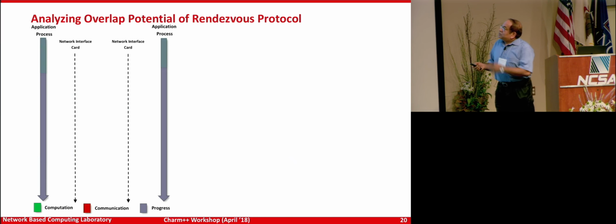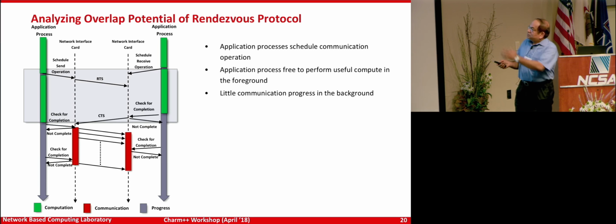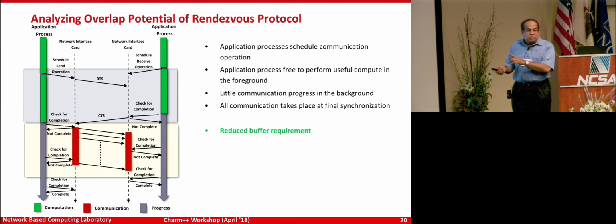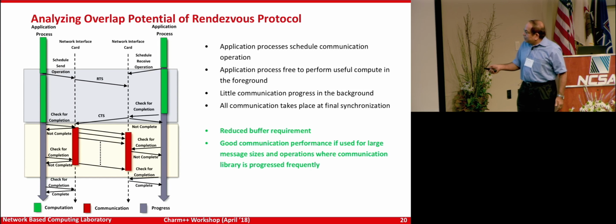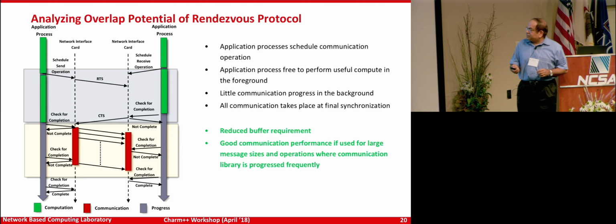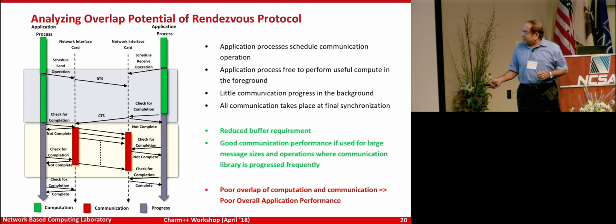Okay. Then the overlap of the rendezvous protocol: it's basically that I send the things. Here you can see a lot of steps happen, and all the communication takes place in the final synchronization. So this is a good protocol to reduce the buffer requirement, because I just want to send large messages in a synchronized manner. It gives good communication performance if used only for large message sizes and where the communication library is progressed frequently. But it has very poor overlap.